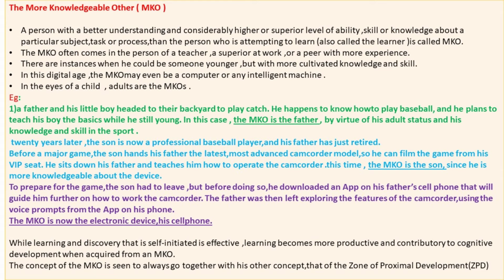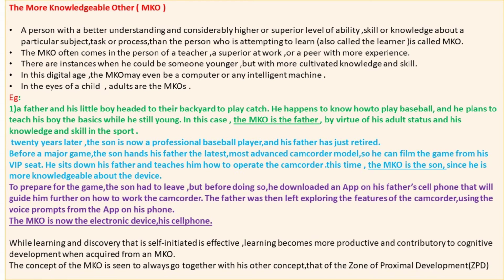In the eyes of a child, adults are the MKOs. Take the example: a father and his little boy head to their backyard to play catch. He happens to know how to play baseball and he plans to teach his boy the basics while he is still young. In this case, the MKO is the father by virtue of his adult status and his knowledge and skills in the sport. Twenty years later, the son is now a professional baseball player and his father has just retired. Before a game, the son hands his father the latest, most advanced camcorder model so he can film the game from his VIP seat.